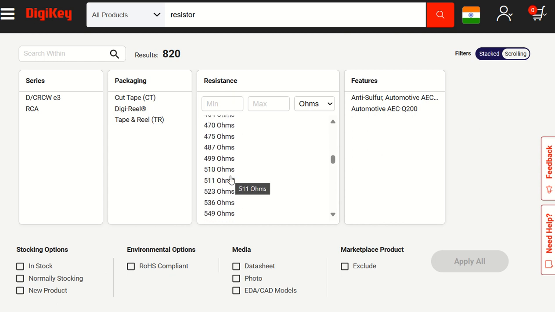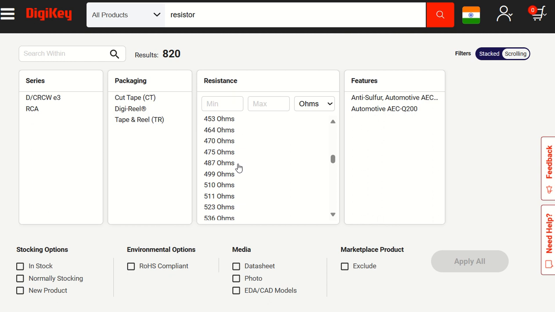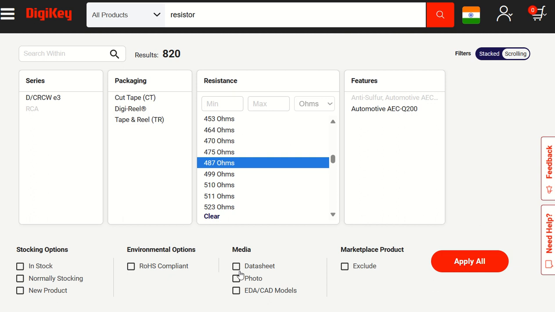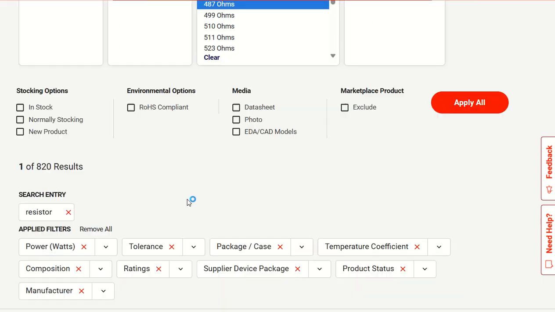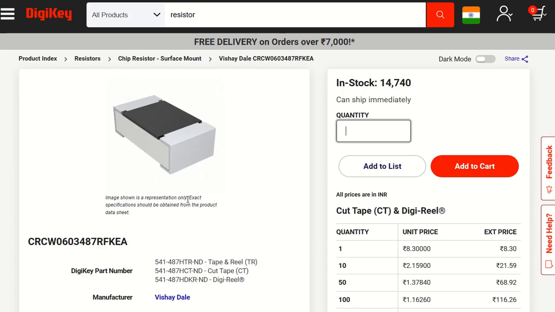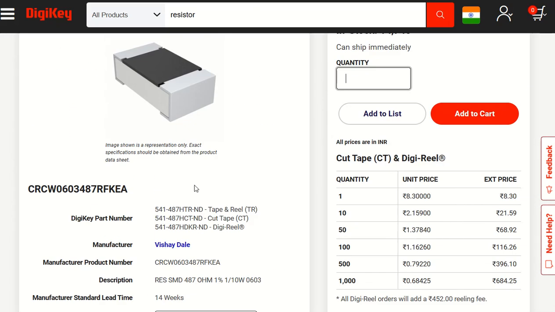So I'll select 490 ohm. There is no 490 ohm. So what we'll do is we'll try to take 487 ohm. You can change that particular requirement itself. So we have one value, and I am going to get 487 ohm. Yes, so we have 487 ohm.